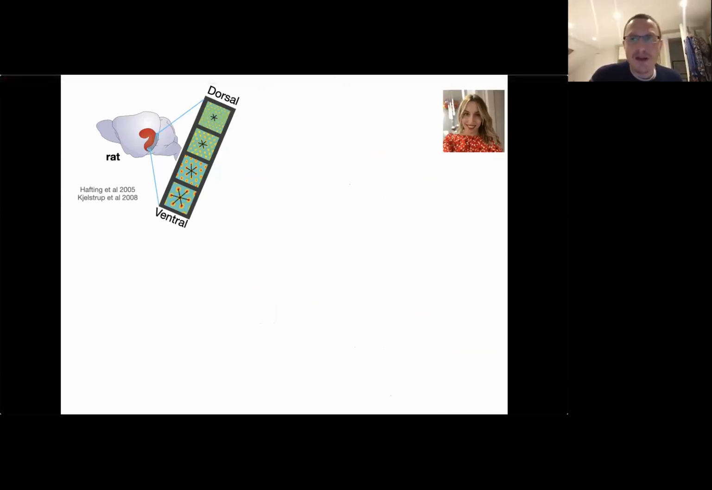Here is another complicated hierarchical coordinate system that we know about in the mouse brain. It's the grid cells again, but there's more than one length scale of these grid cells, and they factorize in this nice hierarchical way. The small ones are predominantly at the dorsal end of the entorhinal cortex, the top, and the big ones are predominantly at the ventral end, the bottom of the entorhinal cortex. And there's this nice gradient.